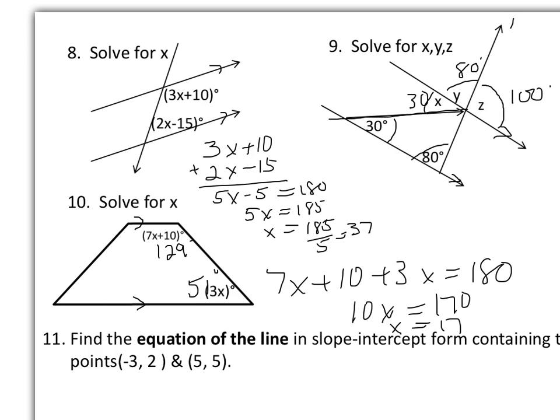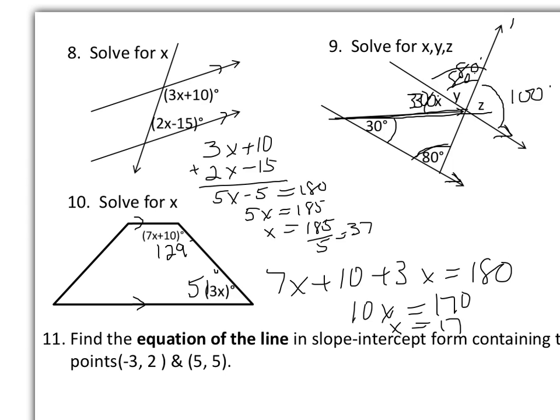In example number 9, we're solving for x, y, and z. We have parallel lines here, so this line is parallel to this line. So we can use this transversal, and x would have to be equal to 30 because it's alternate interior with that 30-degree angle. Angle y is going to have to be 80 because it is corresponding with this angle, using the other line as your transversal.